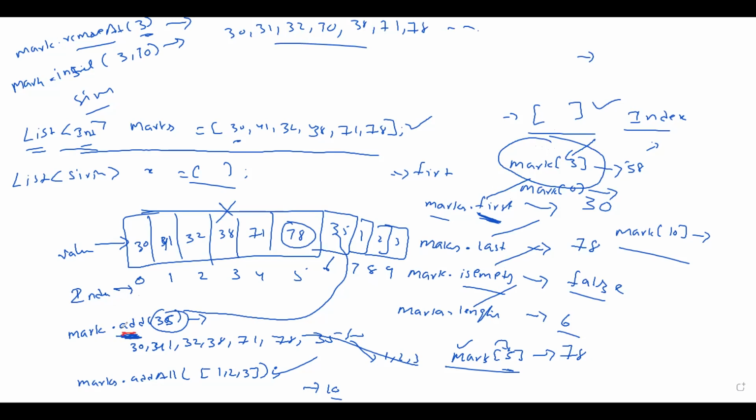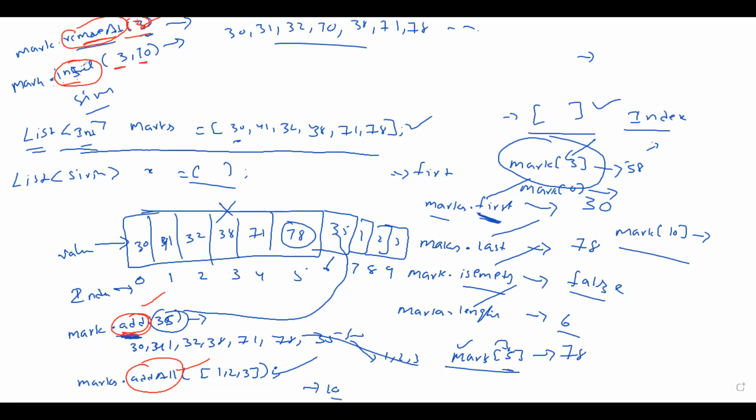We are using the add method. This is the add method, addAll is another method, remove is one method, and insert is one method. The add method adds a single value at the last index. addAll adds multiple values into the array. For removeAt, we pass the index where we want to remove, and it removes the item at that particular index. And insert, where you want to insert and which value we are going to insert.